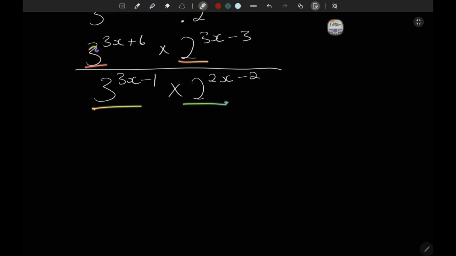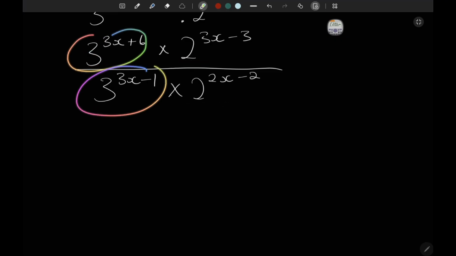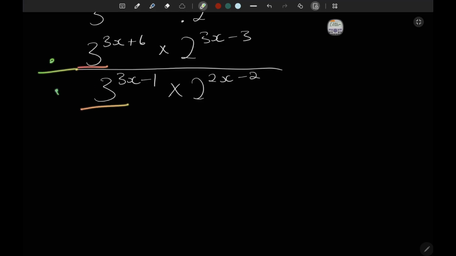However, we can divide these terms as they are. Why? Because we have 3 and 3. We have 2 terms that are divided. We also have 2 and 2 there, so we can divide these terms and subtract our exponents. So we can write this on the side. Let's start with this part by writing it on the side because I know that fractions can look intimidating.